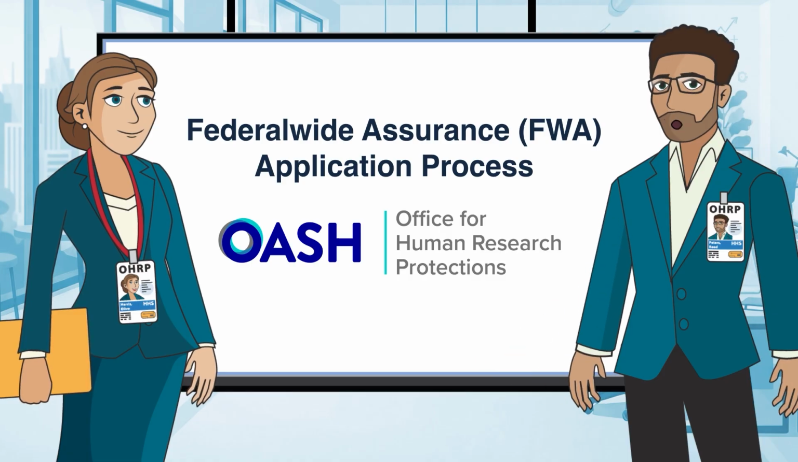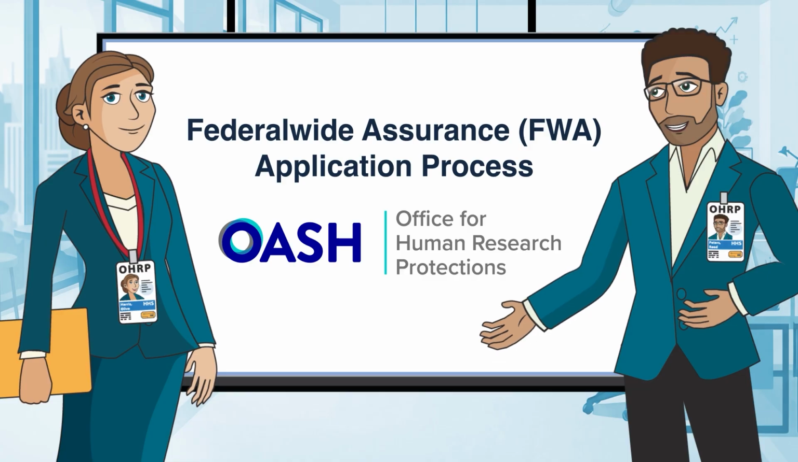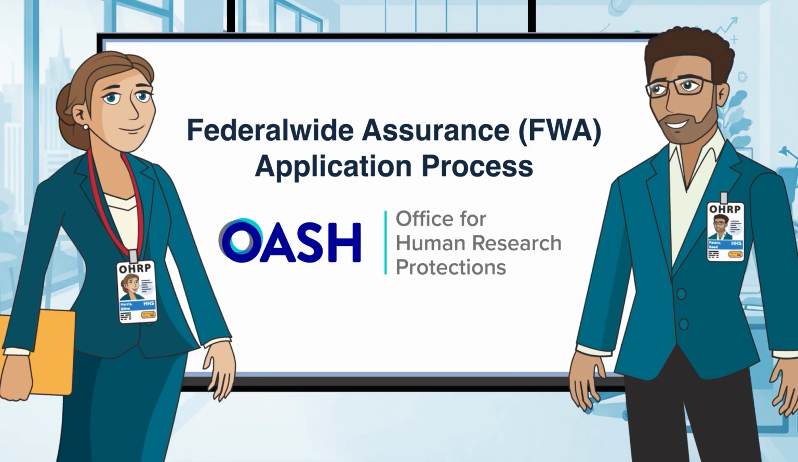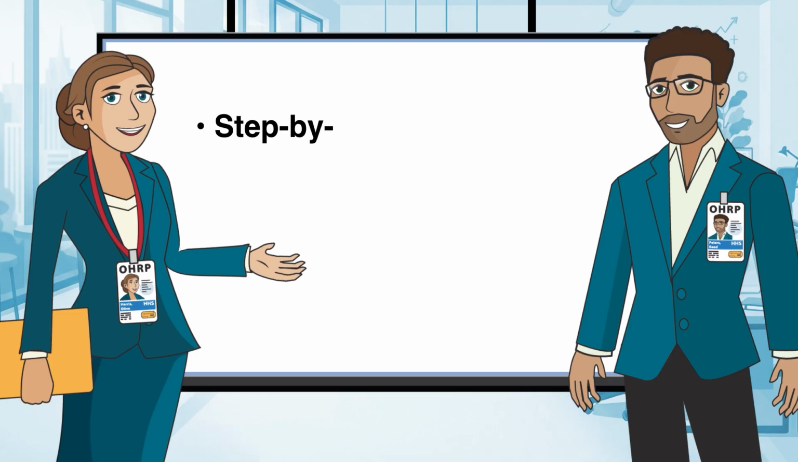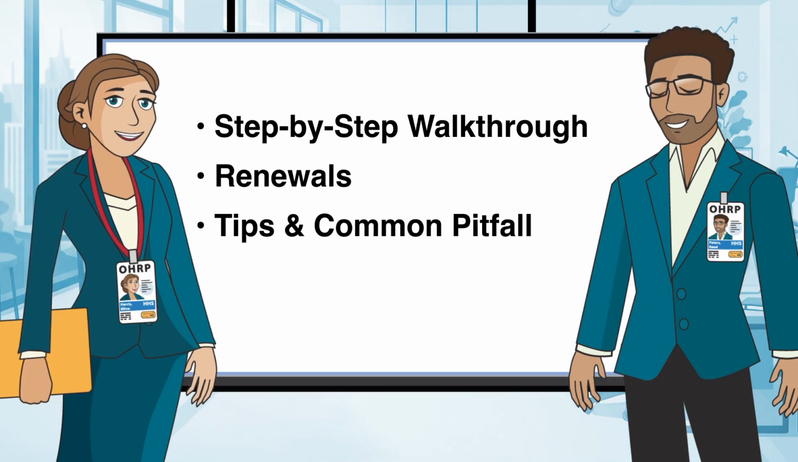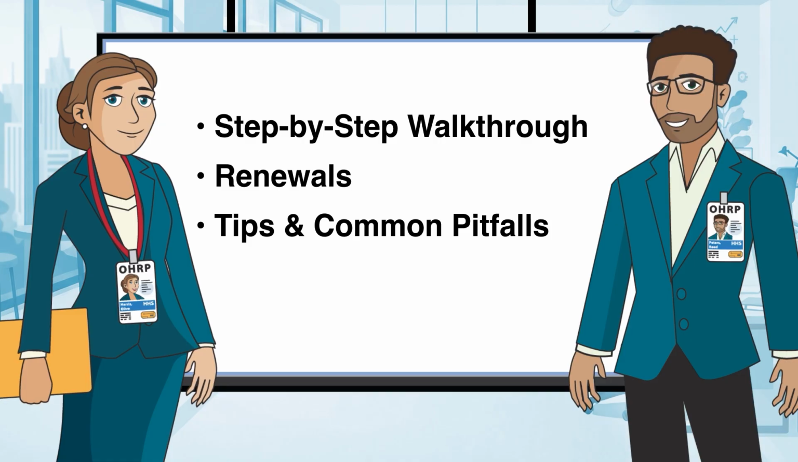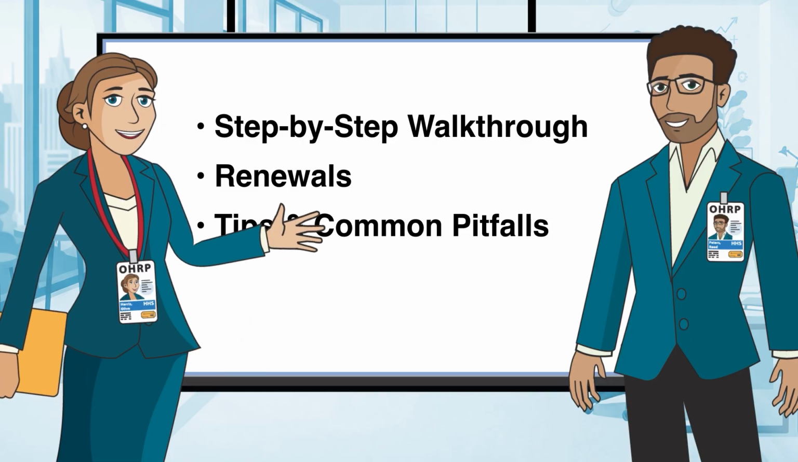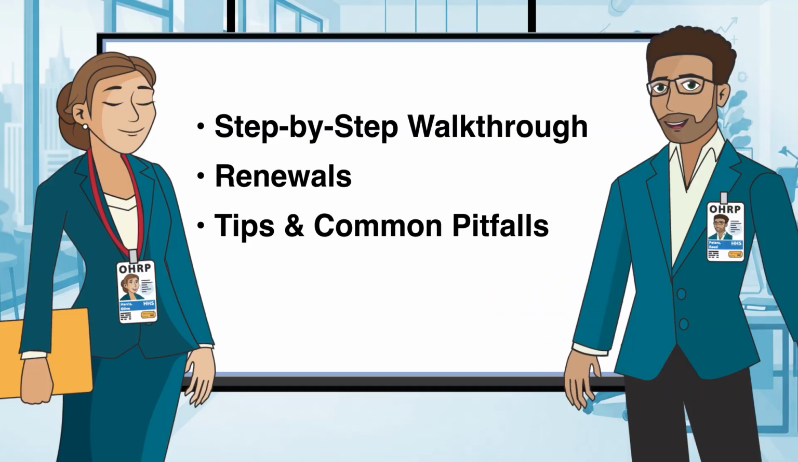We'll start with what's new in the application, then go over the basic requirements and the information you'll need to have on hand. Then, Reed will walk you through the online application step by step. We'll also talk about renewals and share some tips to help you avoid common pitfalls. You can use the video timestamps in the description to jump to any section. Sounds good. Let's get started.